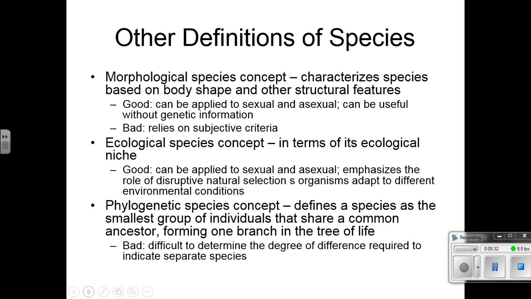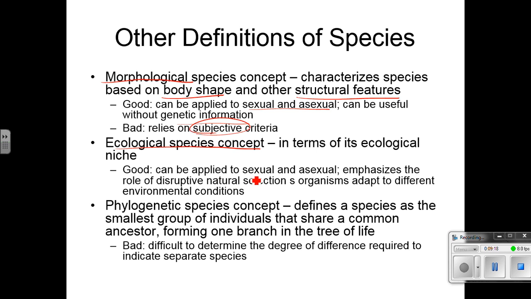So what are some other definitions of species that are out there? Well, some scientists will use a morphological concept. That's where species are characterized based on body shape and other structural features. Before we knew more about molecular biology, this is a lot of times what we would do. The good thing about this is that it can be applied to sexual and asexual organisms, and it can also be useful if you don't have any genetic information, say you're looking at a fossil. The bad part is it relies on fairly subjective criteria. Even if we were all to look at the same elephant, we would not necessarily describe it in the same way.